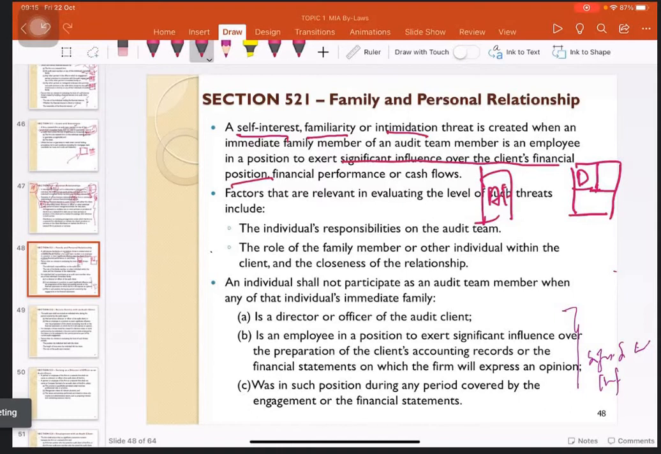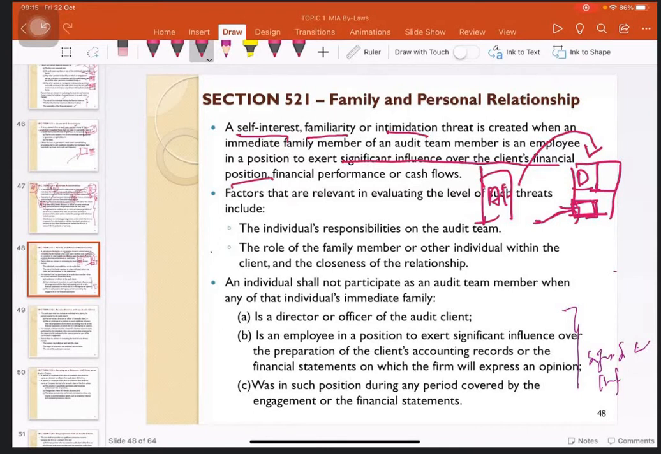Tetapi katakanlah bahawa you are the auditors of this client, and then let's say katakanlah bahawa anak buah you ataupun anak you later on join this client, this company sebagai just pegang position yang lower level. For example, like engineer ataupun sebagai sales representative. Okay, so kat sini sebab since dia tak ada significant influence, that one should be okay.